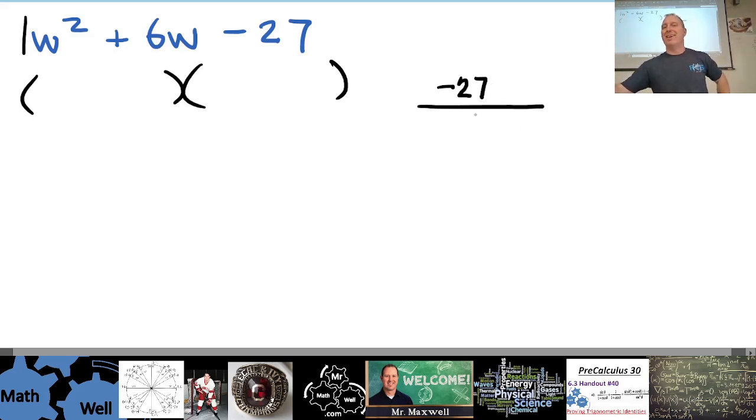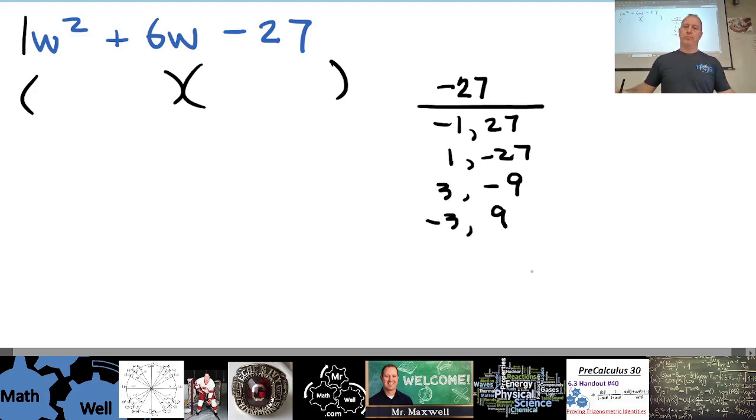So 27, I've been pretty friendly to you. There are only some really obvious factors, right? Negative 1, positive 27. Positive 1, negative 27. What other ones? 3 and negative 9. Negative 3, positive 9. Anything else?